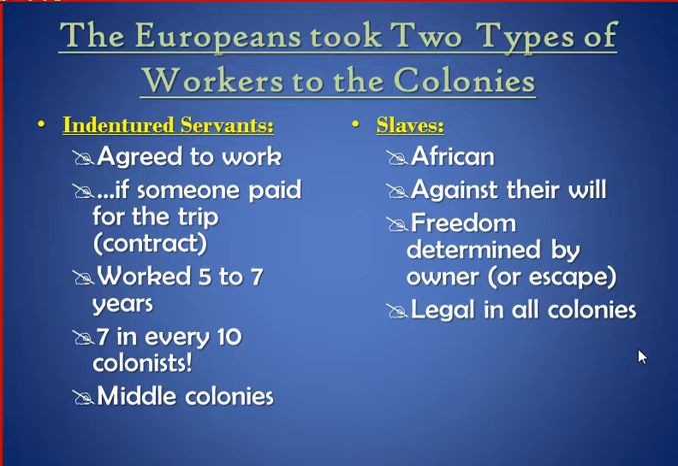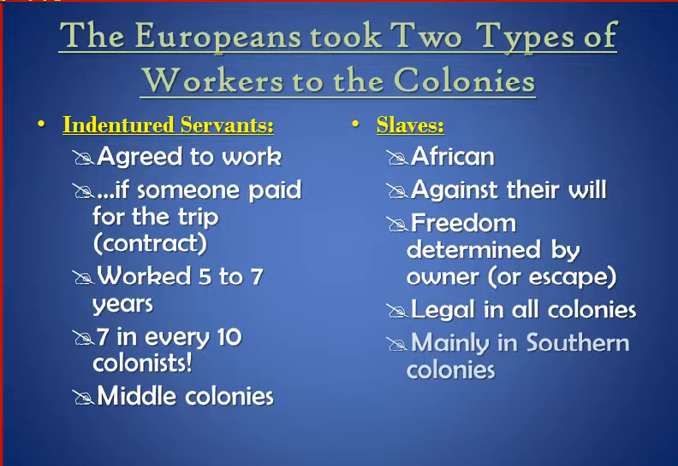At the time, slavery was legal in all 13 colonies. It was used much more in the southern colonies, but it was legal to own a slave in all 13 colonies.